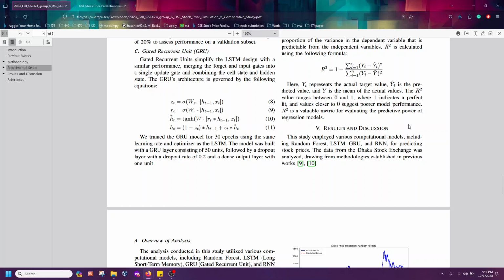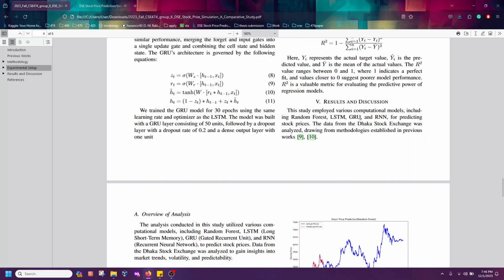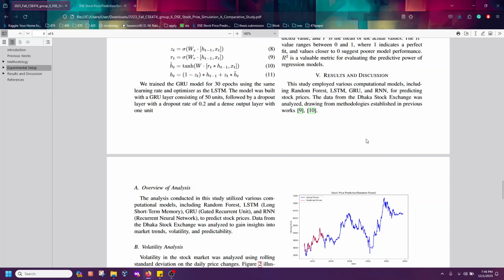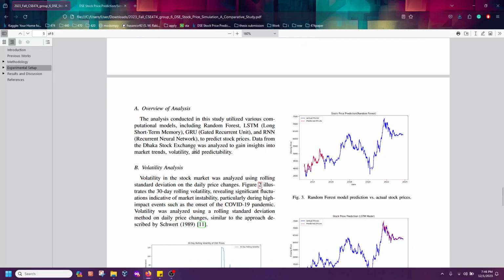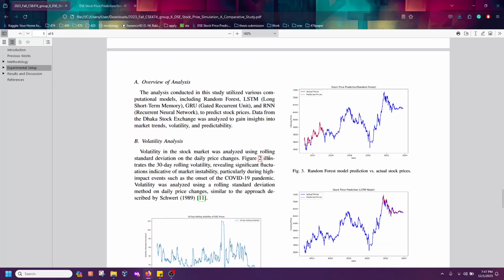So for our results and discussion, after employing these four models for predicting the stock prices, we analyzed our stocks and various methodologies from the previous works. The analysis conducted in this study utilized various computational models, as we have discussed earlier, to predict the stock prices. Data from the Dhaka Stock Exchange were analyzed to gain insights into market trends, volatility, and predictability.